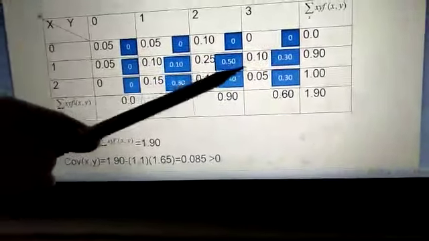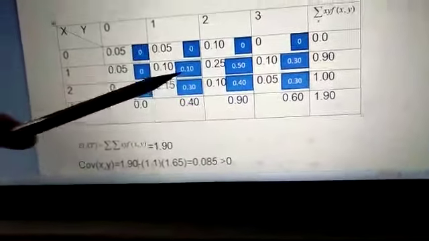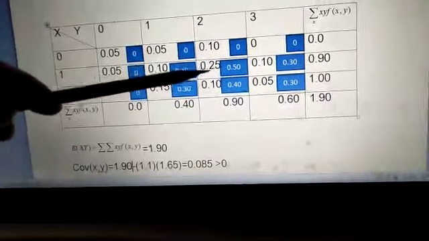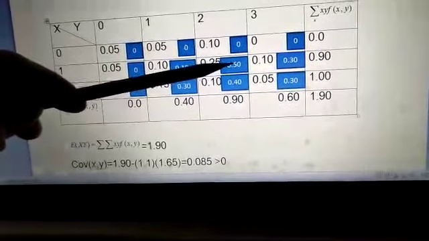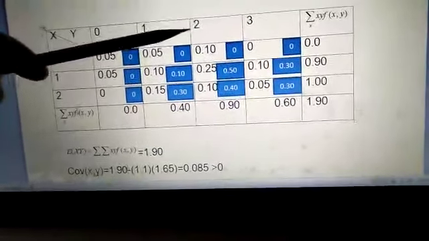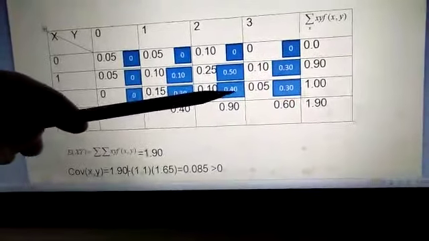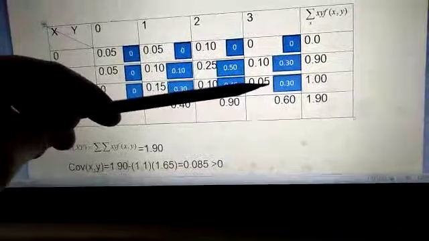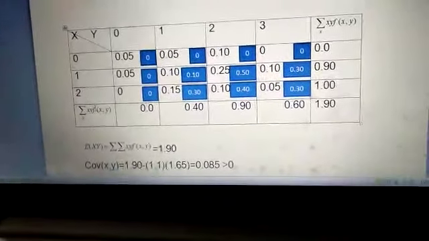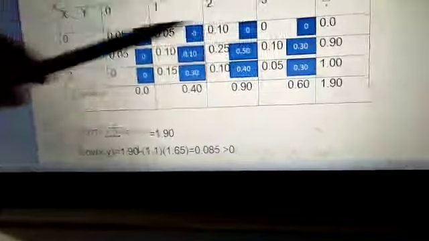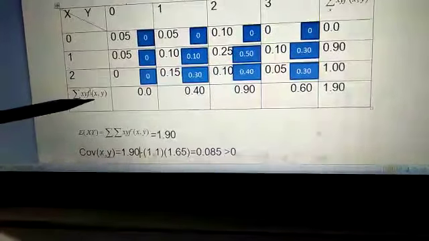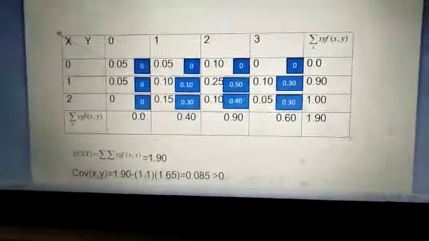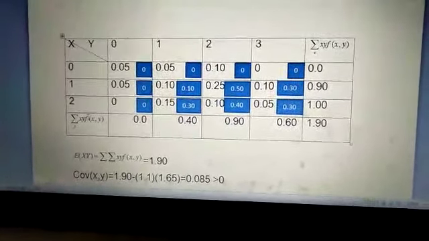So in the blue squares or rectangles, we have the product of the x value multiplied by the y value multiplied by their corresponding joint probability. See, 2 multiplied by 2, 4 multiplied by 0.1, 0.4. 2 multiplied by 3, 6 multiplied by 0.05, answer is 0.3. So in these blue squares, we have x multiplied by y multiplied by joint probability. We need their double summation. Double summation means we would sum them 2 times.